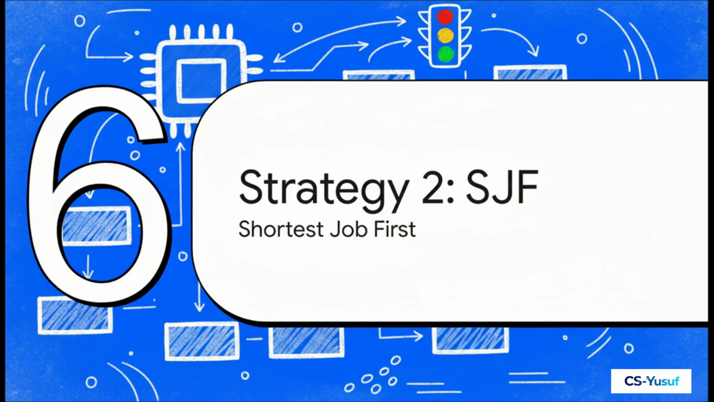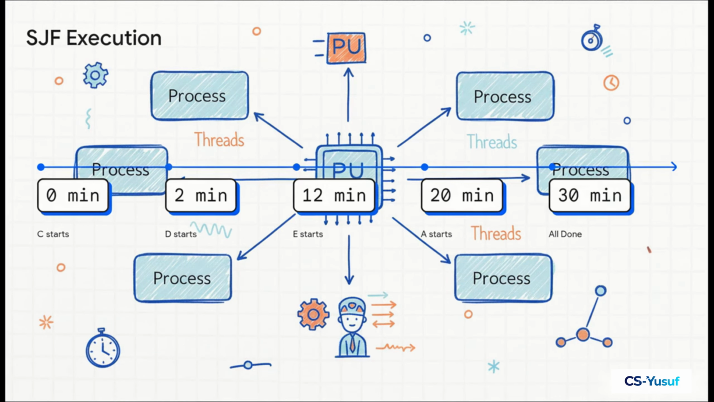Okay, let's switch it up. Strategy 2 is a bit smarter. Shortest job first. Here, the scheduler's clever. It looks at all the jobs waiting and says, hey, which one is the quickest? Let's get that one out of the way first. And just wow, look at the difference. Process C, that little 2-minute job, runs immediately and it's done. Then D is done. Then B is done. You get all the quick wins out of the way fast.